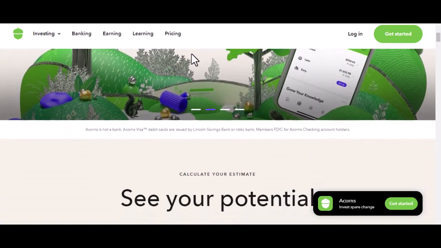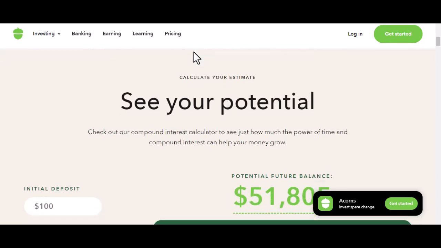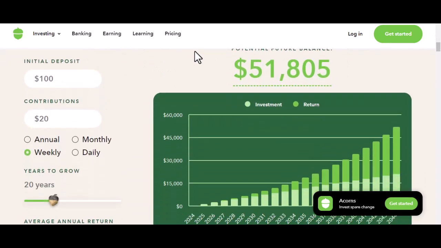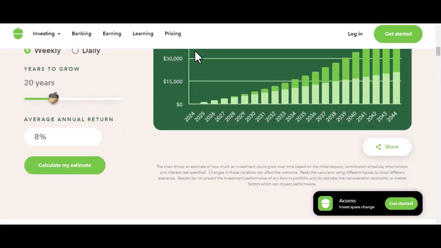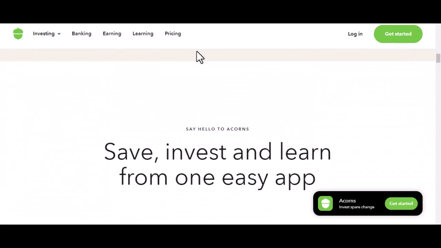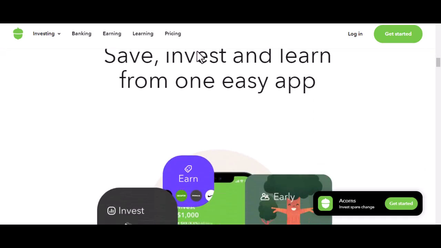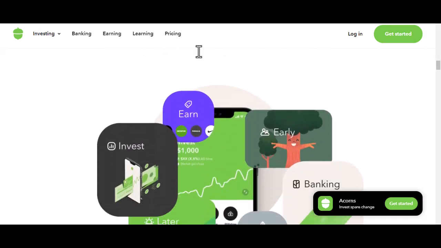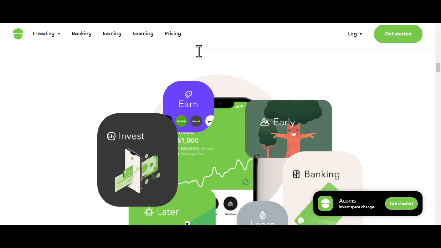Let's get started. Understanding Acorns deposits. First things first, let's talk about what exactly an Acorns deposit is. Essentially, it's any money that's added to your Acorns investment account. This could come from your bank account, a linked debit or credit card, or even from a recurring transfer.